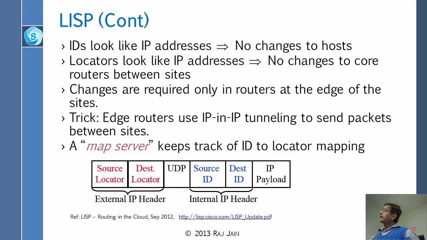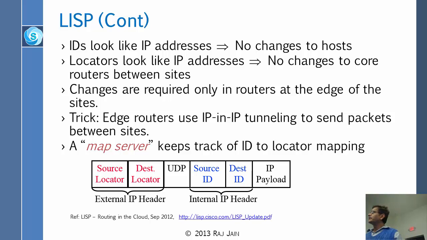Because the IDs look like IP addresses, there are no changes to the host. Hosts think that they are addresses and they just use them as they are given. Locators look like IP addresses and therefore there are no changes to the core routers. The core routers don't know that anything has changed. They just use the outside IP header. Changes are required only in the edge routers. The edge routers know that something new is happening, and they use IP to IP tunneling to send packets between the sites.